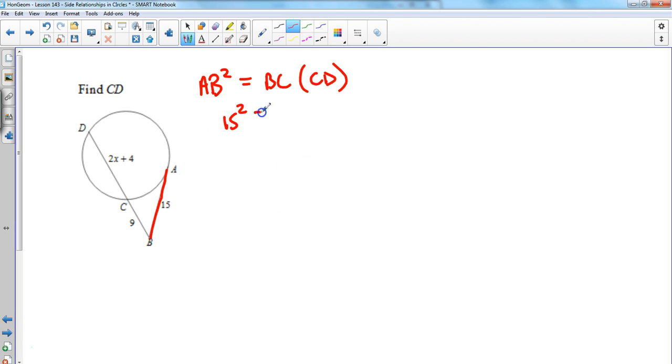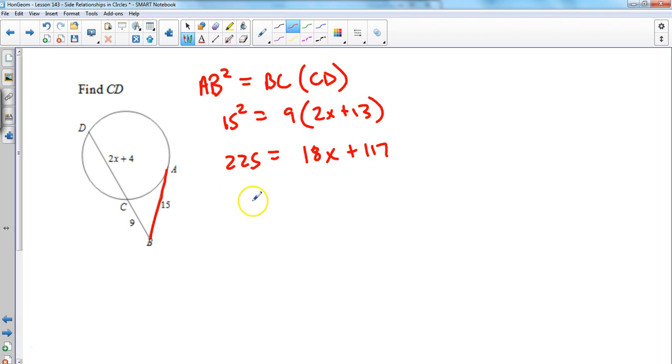Here we've got 15 squared is equal to BC is 9. And then the whole thing is 9 plus 2x plus 4. So we end up with a 2x plus 13. 15 squared is 225. That's equal to 18x plus, I believe it's 117. All right, so just to finish this up real quick, we need to solve for x.